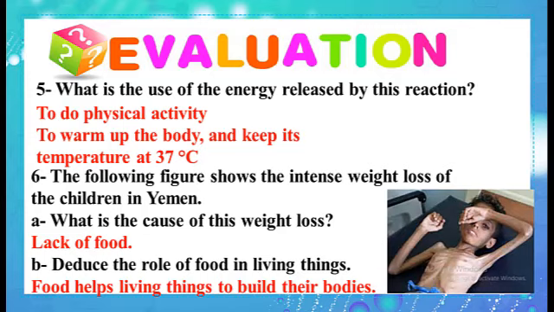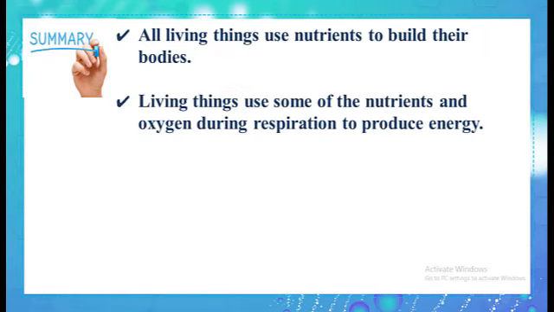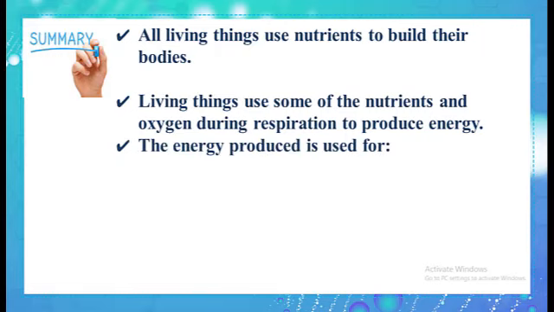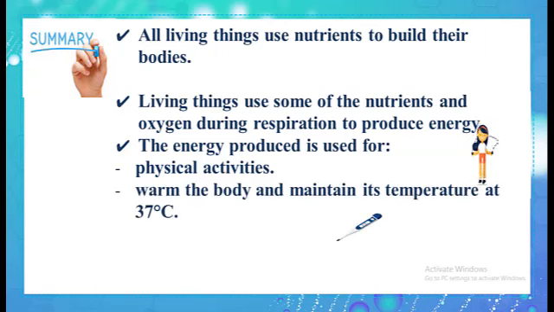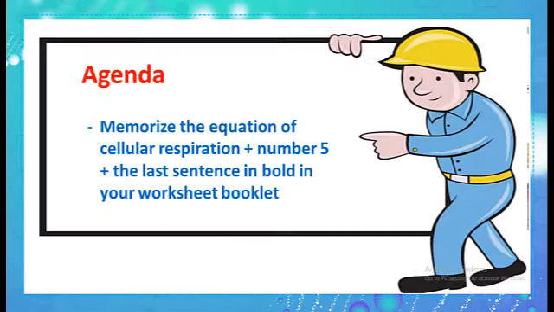Food helps living things to build their bodies. As a summary, all living things use nutrients to build their bodies. Living things use some of the nutrients and oxygen during respiration to produce energy. The energy produced is used for physical activities and to warm the body and maintain its temperature at 37 degrees. The reaction that takes place inside each cell of your body is called cellular respiration.